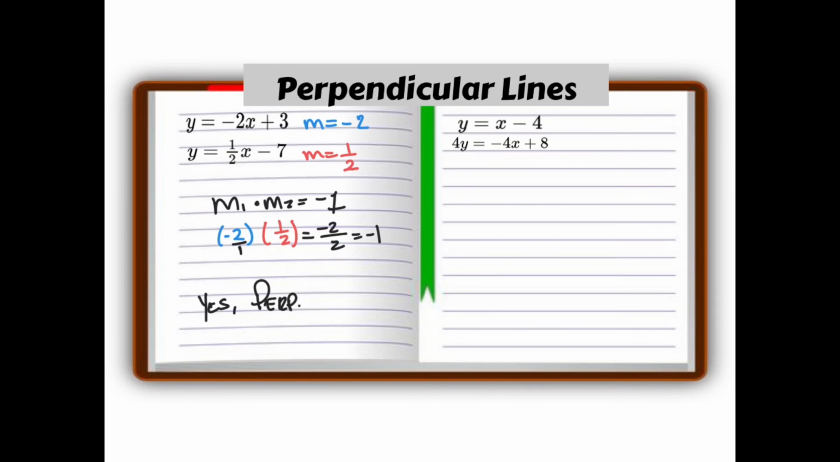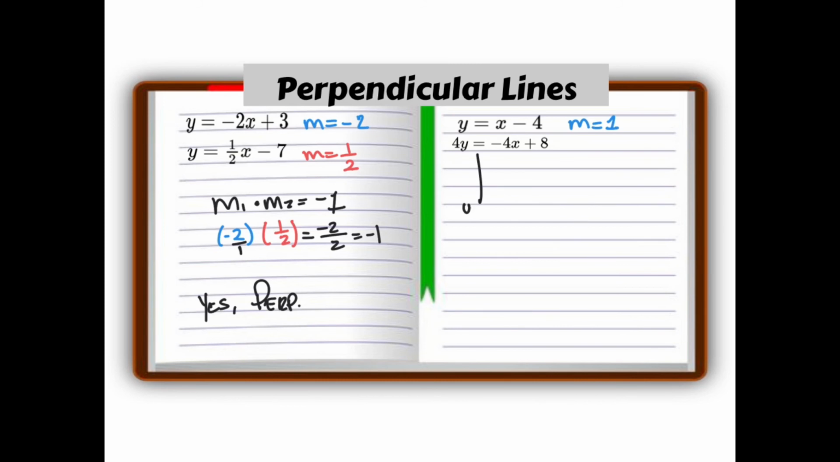Now let's look at our second example right here. In our second example, we have y equals x minus 4, and then we have 4y equals -4x plus 8. Let's start with the first slope. Here I know that my slope is 1 because the number in front of the x is an invisible 1. Slope is 1. But here my equation is not in the form y equals mx plus b. So that's the first thing I do.